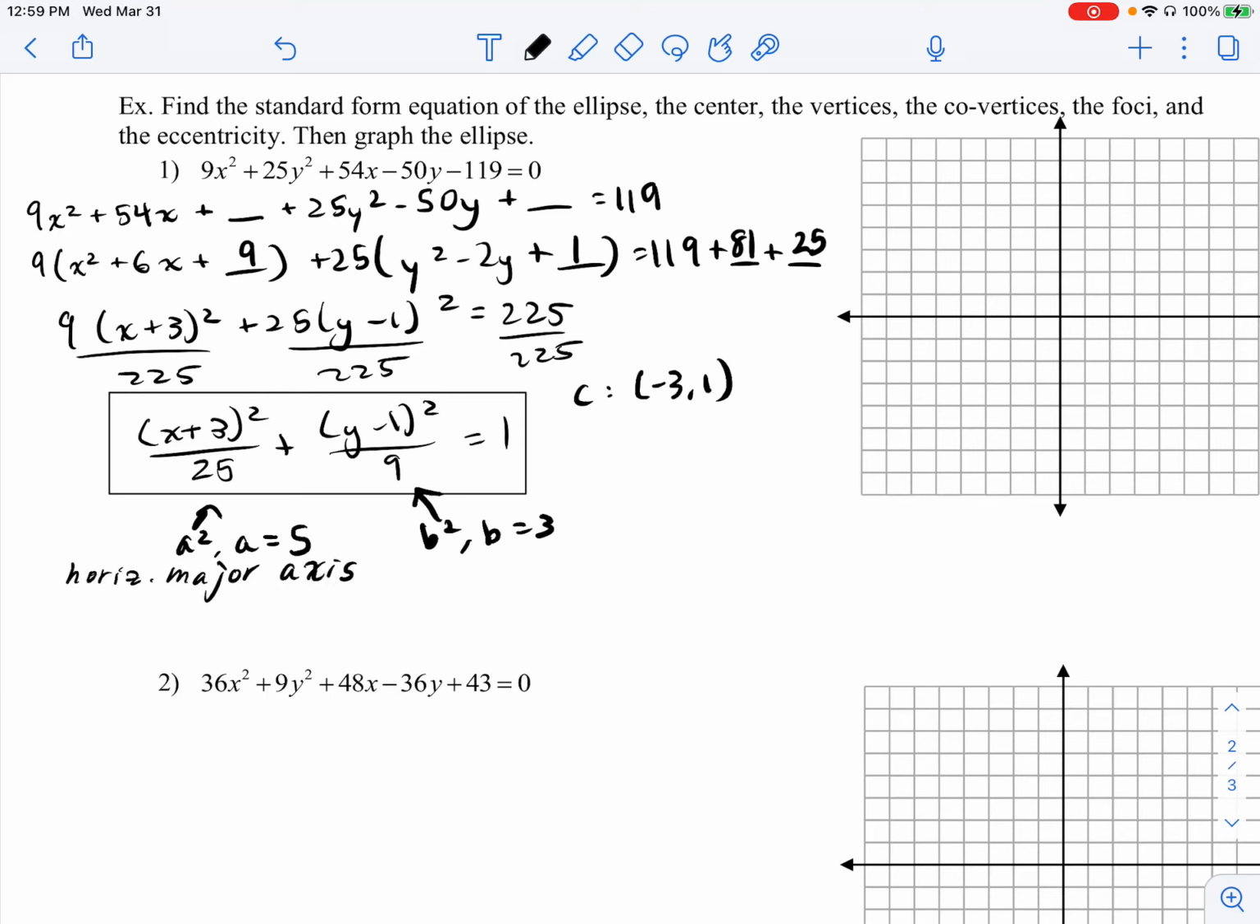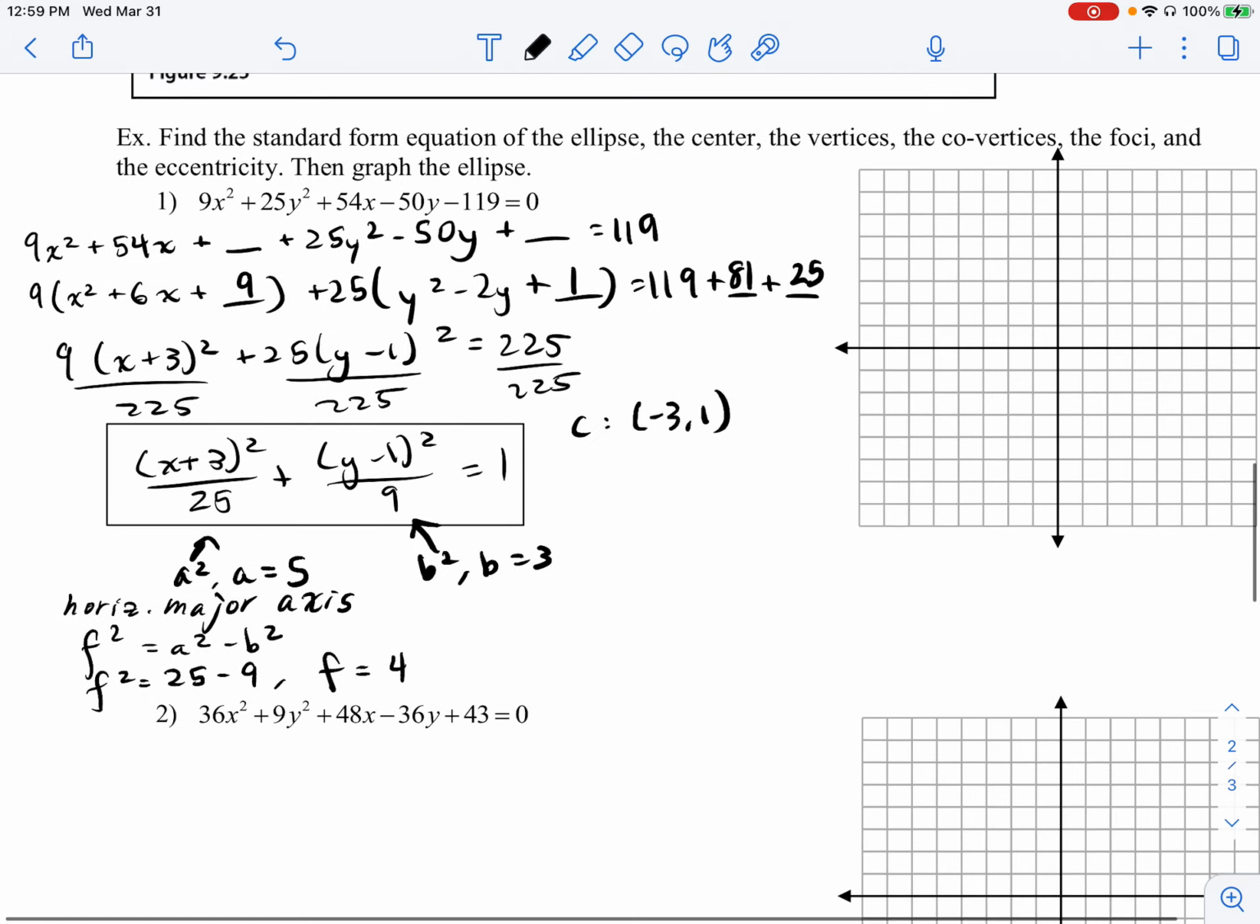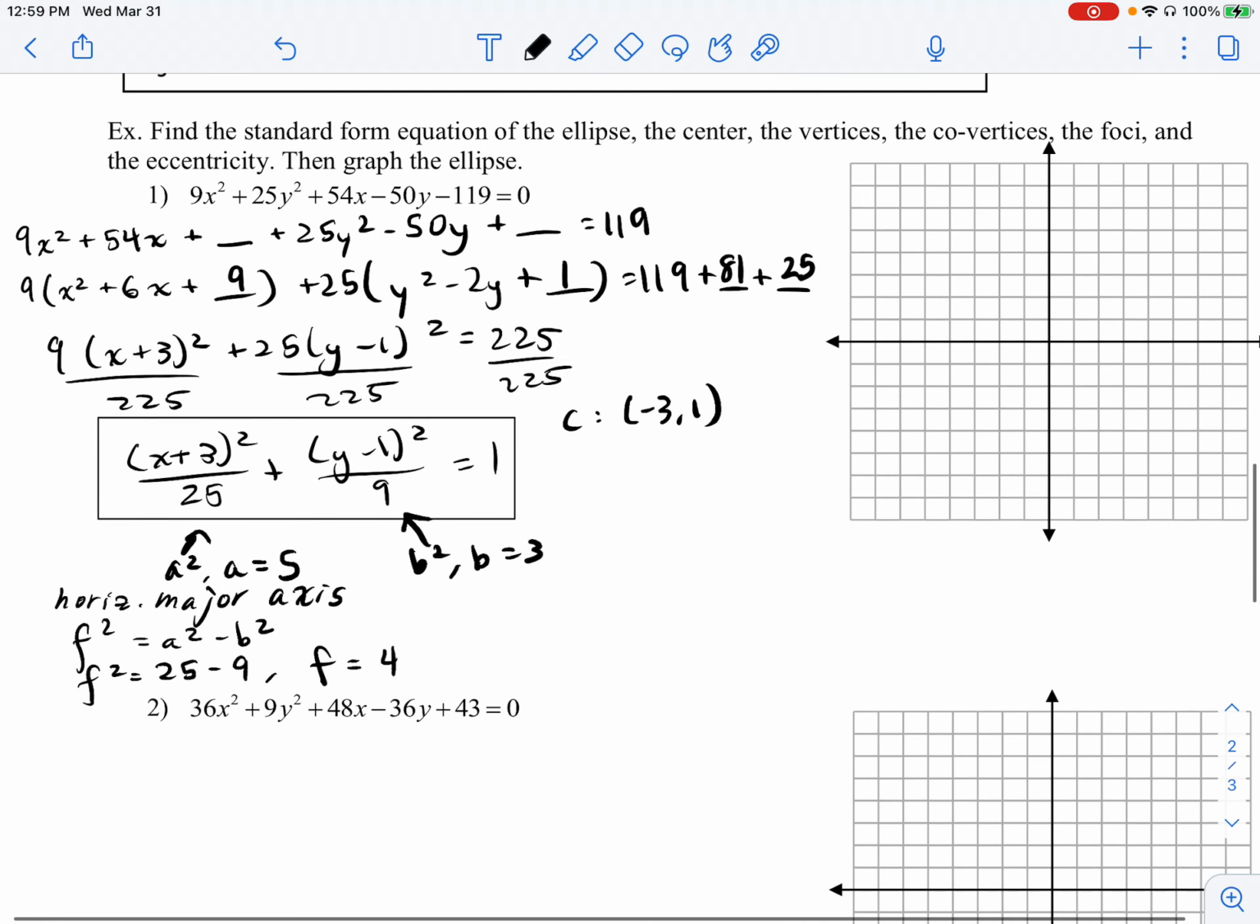What else do we know? We know that there's a relationship between f, or the distance from the center to the foci, and a and b. It is written as such, and we got that again from the Pythagorean triangle, or Pythagorean theorem. So we can say f squared is equal to 25 minus 9, which means f is then going to be equal to the square root of 16, or 4. So from here on out, I'm going to start jotting things down now that we know all this, but we're going to go ahead and graph this as we go along.